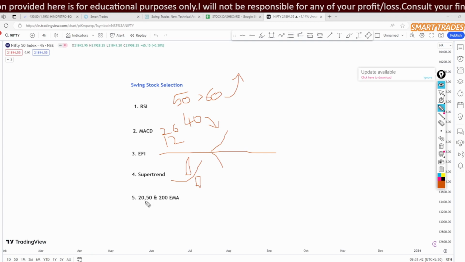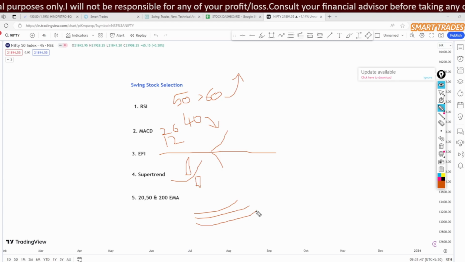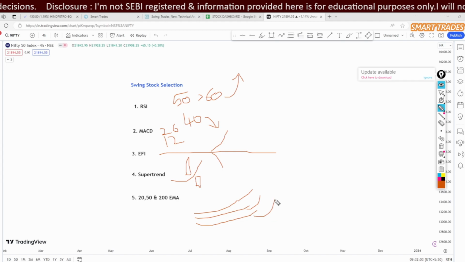Then the final one is 20, 50, 200. We will be using these exponential moving averages for the swing stock selections. The setup should be like this: the 20 moving average on the top, next followed by the 50 moving average, followed by the 200 moving average. We will apply this in our charts, and we'll see how it is selecting the chart.